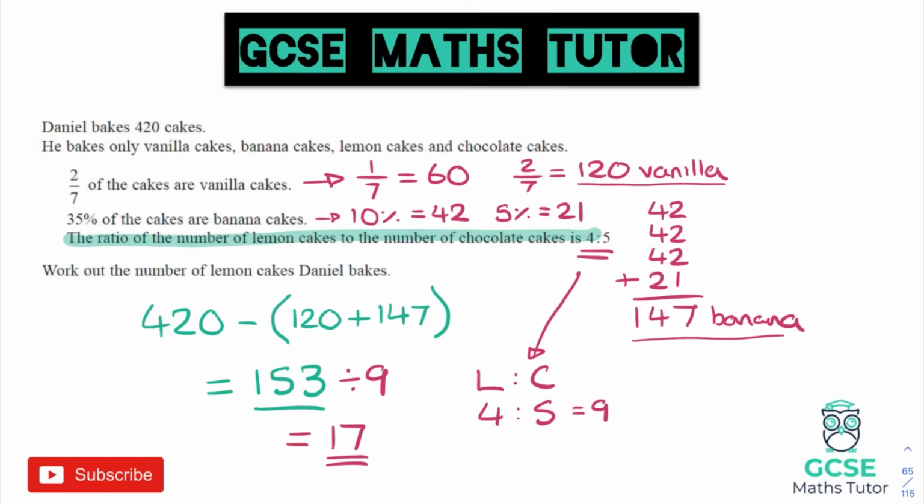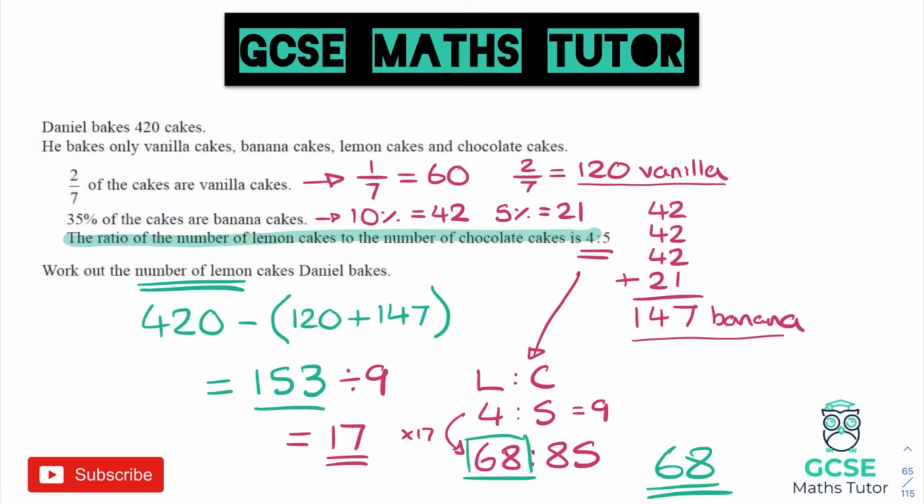So for this, we've also got sharing in a ratio, dividing by the total and sharing it out, and then just making sure that we answer the question. So this one asks for the amount of lemon cakes, so we just need to make sure we actually answer that and don't just leave all the working all over the page.